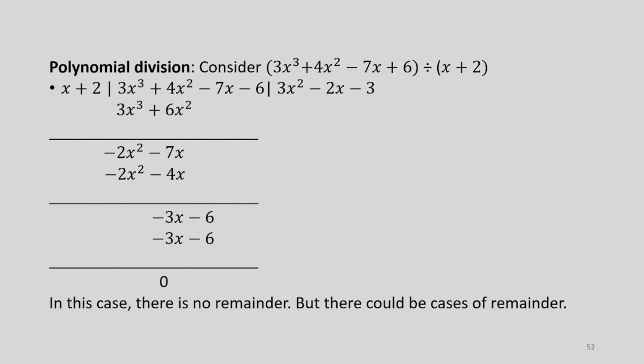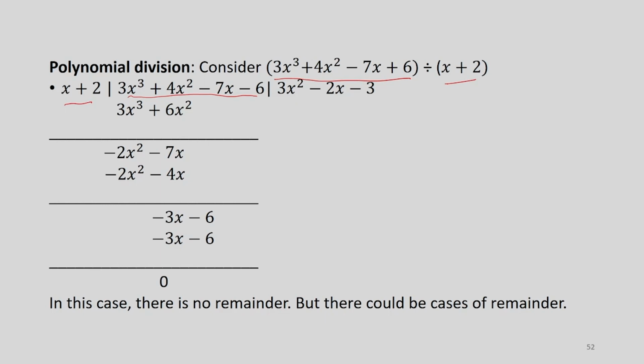We come to another operation of polynomials, this is called polynomial division. So, consider that we are dividing this polynomial, 3x cube plus 4x square minus 7x plus 6, by x plus 2. X plus 2 is also a polynomial in some sense. Now, how do we do that? We do it in the following manner. So, here we are going to divide 3x cube plus 4x square minus 7x minus 6. So, this is going inside, and on the left hand side I am going to divide it by x plus 2.